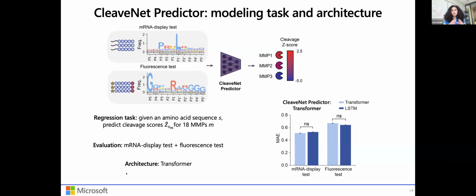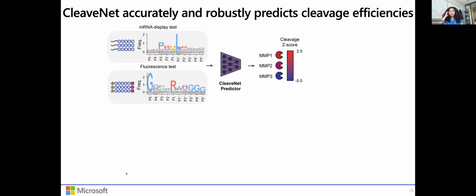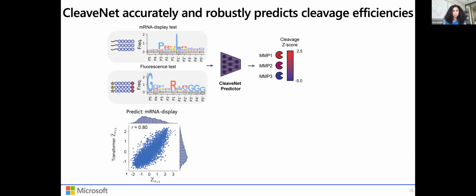And this is sort of the base architecture for both the CleaveNet predictor and the generator. So a quick snapshot of how the predictor performs. I won't spend too much time on these results, but we first asked, okay, can we actually predict these continuous z-scores with high fidelity? And it turns out that we can.